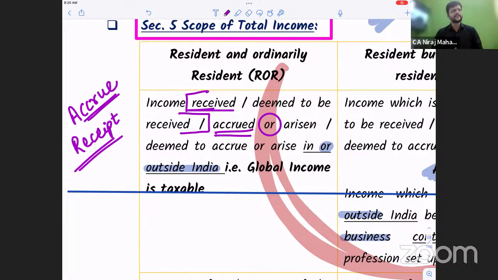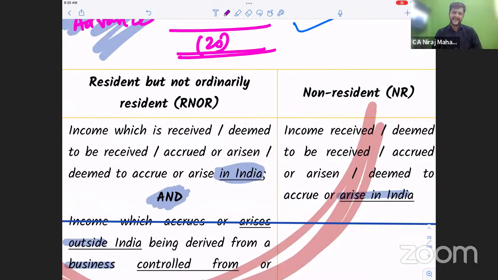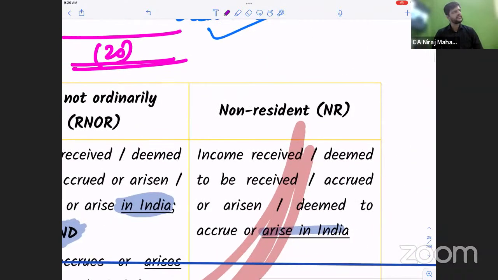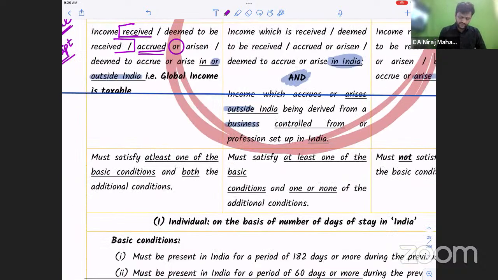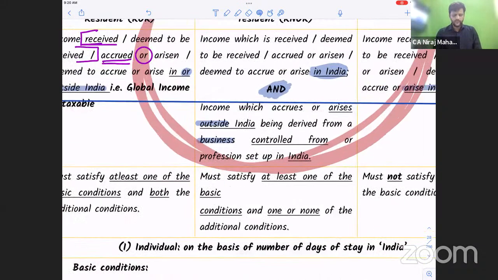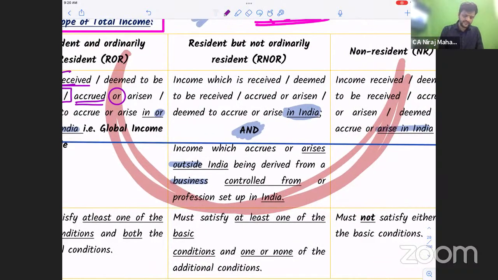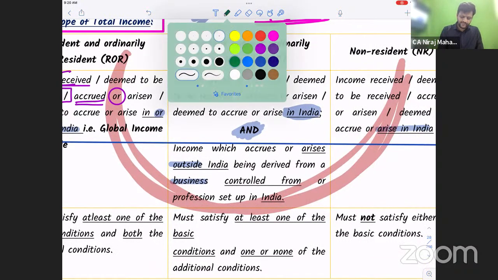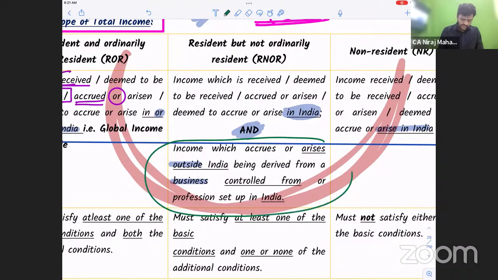So for ROR, what do we tax? Indian income as well as foreign income. For RNOR and NR, what do we tax in India? Indian income. So obviously for NR, we do not tax foreign income in India. Simple or no? Correct? And we have a very special type of income for RNOR which gets taxed in India. We have only one special type of income which gets taxed for RNOR in India.